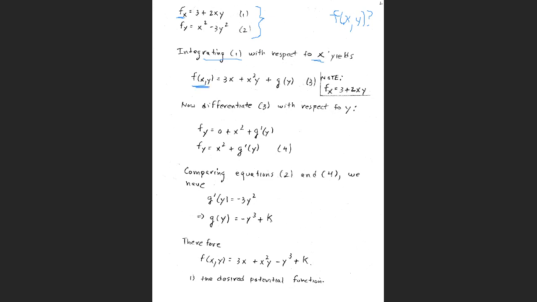They're inverse operations. That's going to give me the function back. So what I'm doing now is I'm integrating this derivative here. The antiderivative of 3 with respect to x is 3x. And the antiderivative of 2xy with respect to x is x squared y. But I also have to allow a g(y) function in the function.